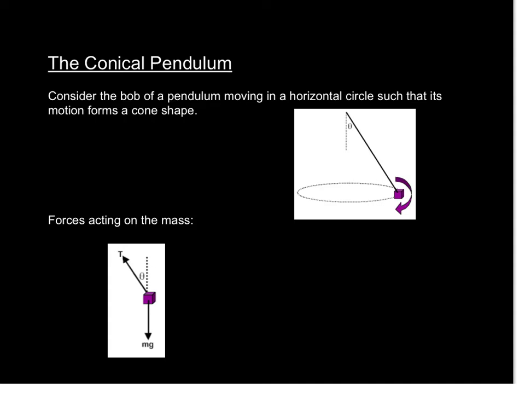Alright, some applications of circular motion. We consider the conical pendulum, which is like this. Basically, it involves a pendulum moving in a horizontal circle.